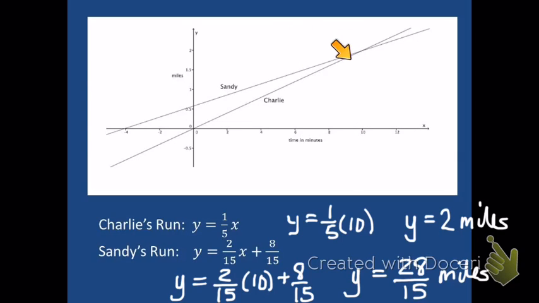And these graphs might not be drawn super accurately because we have no grid lines here. But we can see from evaluating these two equations for x equals 10 that Sandy has not quite made it. So Charlie did catch up just before 10 minutes, just before they'd gone 10 minutes, he caught up and overtook Sandy.